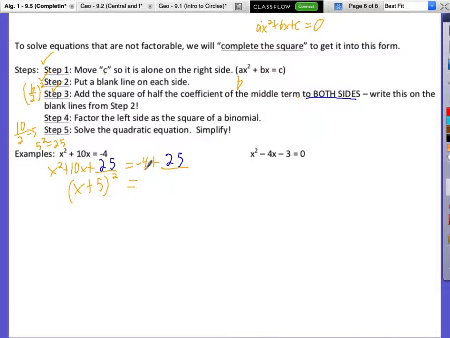And we say, okay, well now on the right side, what's negative 4 plus 25? 21. We just add them. Just combine like terms, add them. That'd be our step 4. We factor the left side as the square of a binomial, 2-term.